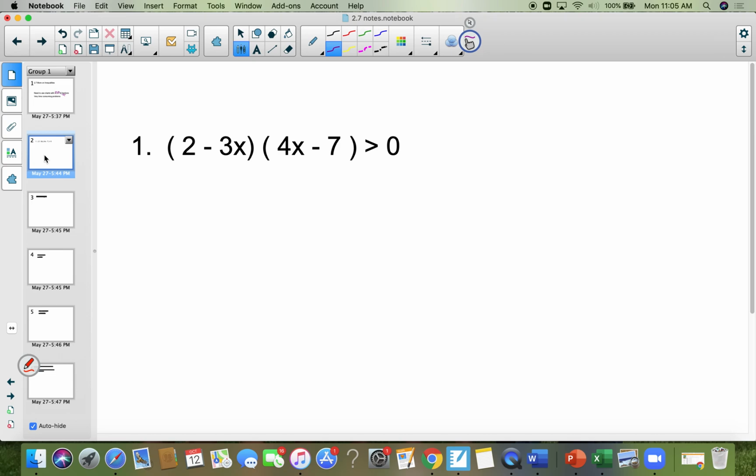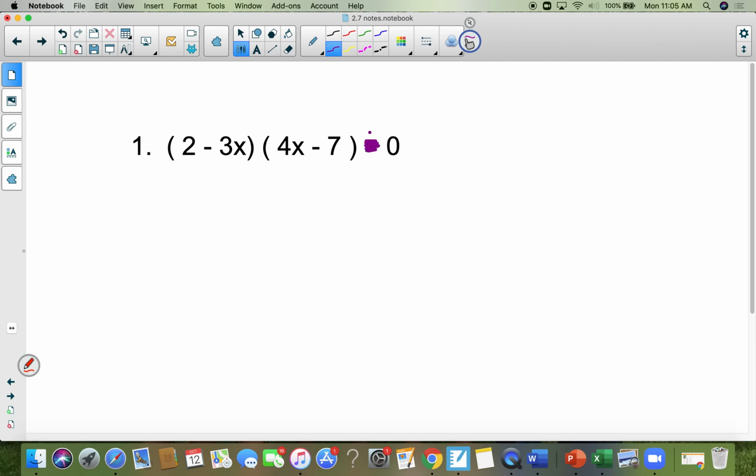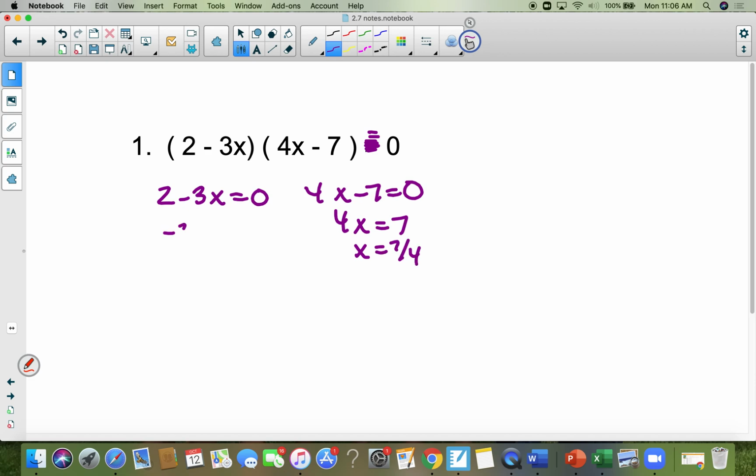So what I want you to do is change the greater than sign to an equal sign and pretend that it's just an equal sign, and you would have to solve for x. And all you would do is set both of the parentheses equal to 0 and solve for x. So one answer is x equals 7/4, and the other answer is x equals 2/3. Those would be the answers if it was an equal sign.